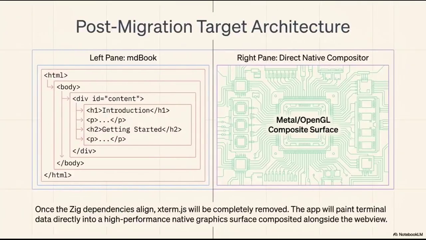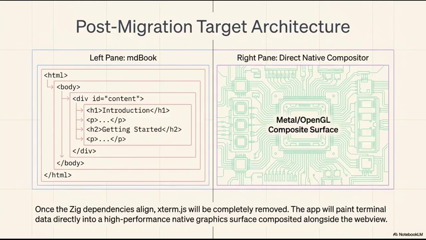This slide outlines our post-migration target architecture, detailing the composition of our application's display. On the left, we have the MDUC pane, which represents our content rendered within a web view, utilizing a standard HTML structure for presentation, including elements like H1, H2, H3, and H4. This pane will continue to handle our rich, document-oriented content.